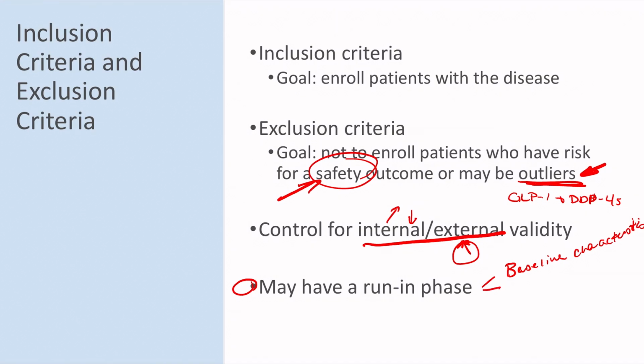Other times, they'll actually use this to eliminate patients that might have bad safety outcomes. What you want to consider here is if there is a run-in phase, make sure that it's not excluding patients that may be having these safety outcomes or maybe outliers to make the drug look more efficacious than it actually is. So I always tell students to be aware of this.